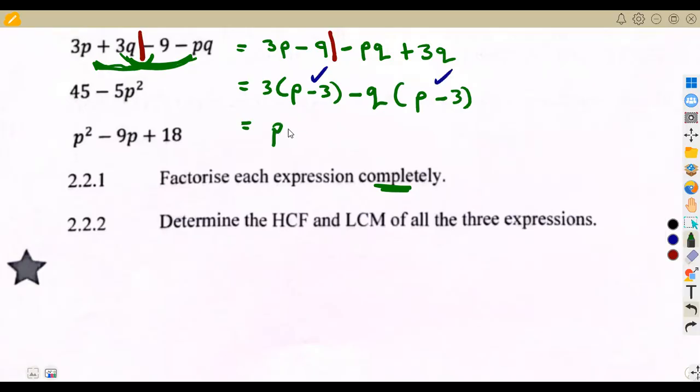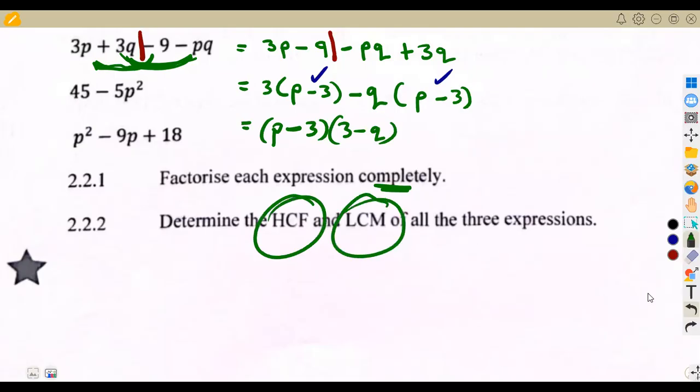So we're going to have p minus 3 in this side. And here we are going to have 3 minus q. All right, this will be 3 minus q like this. But we all know that later on we are going to determine the HCF and the LCM. And these must be in simplest form. And in order for you to be able to realize that this is the HCF or this is the LCM, we must have a certain order that you need to follow.